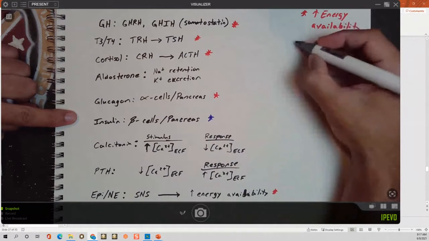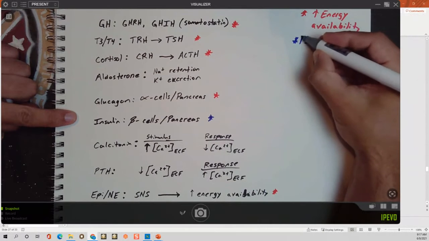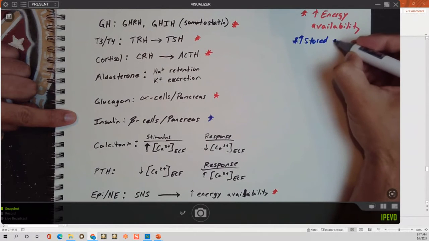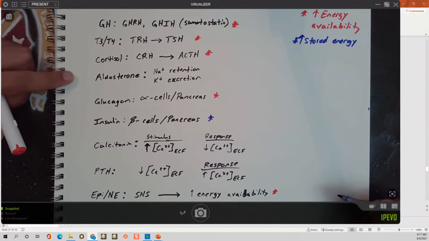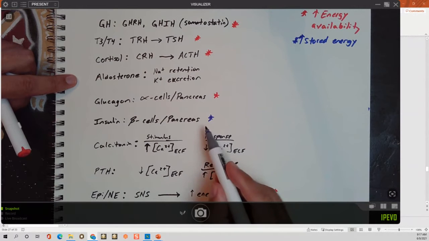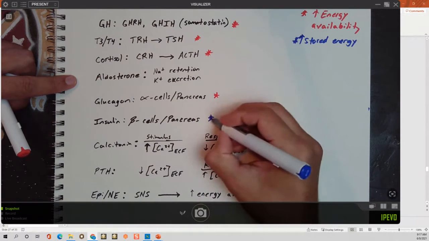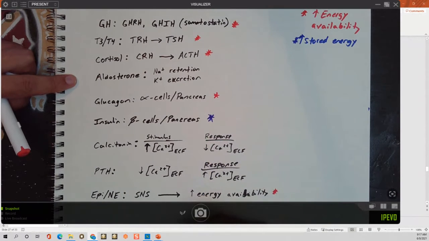Okay. Insulin is all about storing energy away. Increase stored energy. So this is going to store glucose away as glycogen. This is going to store fatty acids away as triglycerides. This is going to build new proteins, so forth, so on. And we have one hormone really that has that function throughout the body. There are a couple of synergistic hormones, but insulin plays the primary role in storing energy away. Sounds pretty important, doesn't it?